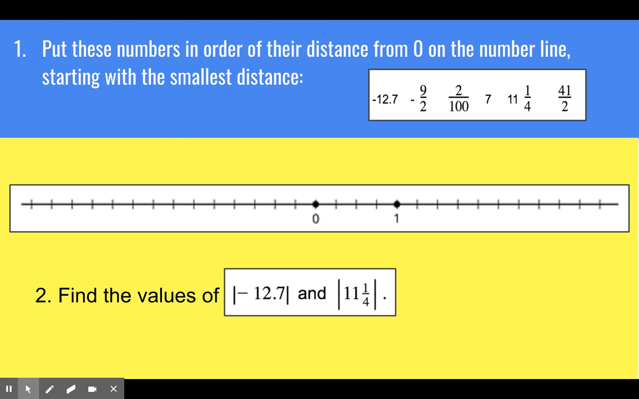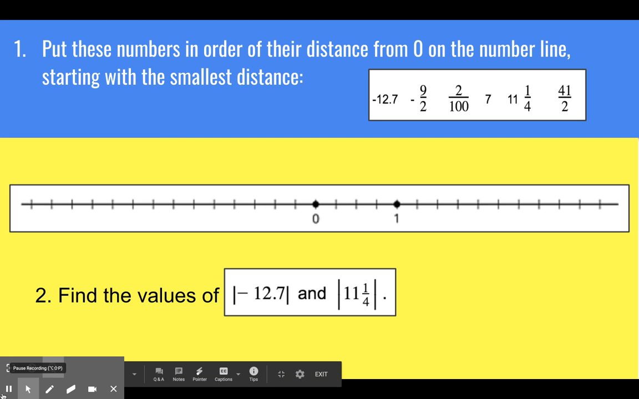So we want to be able to put these numbers appropriately on the number line. So let's make sure that we capture these correctly. And then number 2 says to find the values of the absolute value of negative 12.7 and the absolute value of 11 and 1/4. So I'm going to give you guys about 3 minutes to do both of these questions, number 5 and number 6, in your student companions. Remember to put them on the number line. You're going to click on the image and click edit, and then you're just going to give the answers for number 6. So let's pause here so you can answer these questions.